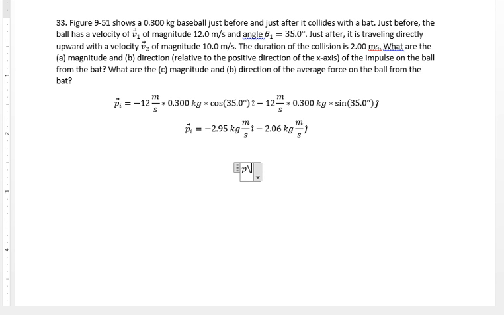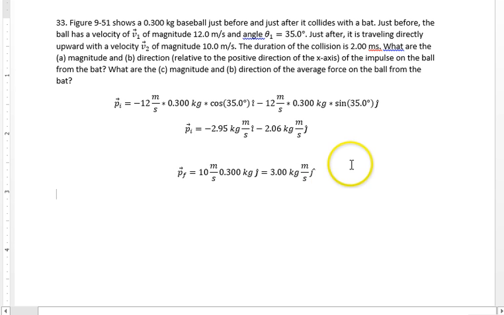Now, what's our final momentum? Well, it's all vertical. So we got 10 meters per second times 0.300 kilograms times j hat. All right, so it's just going to be 3.00 kilogram meters per second, j hat. Okay, so that's our final momentum.